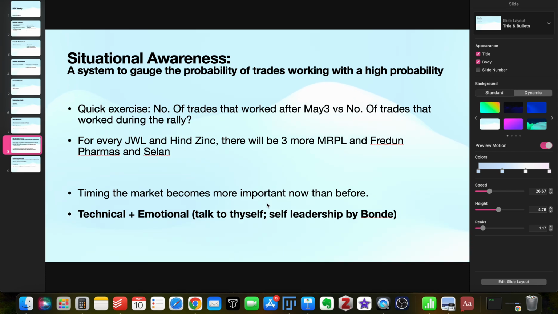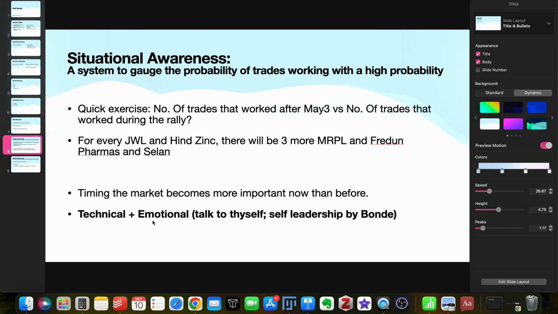That's why you need to have a system where you bring in situational awareness. And situational awareness consists of two parts. One is definitely technical, and another is emotional. Now on emotional, I am a very new trader. I believe I cannot lecture people on emotional situational awareness, because I myself am very new to this, right?